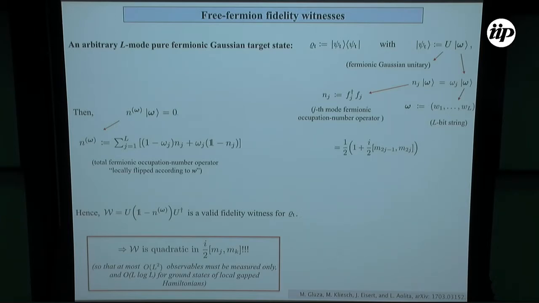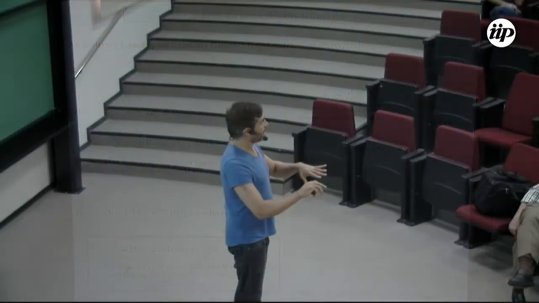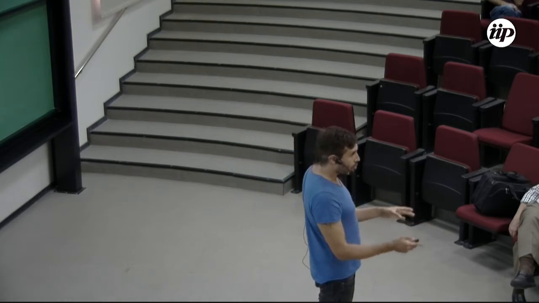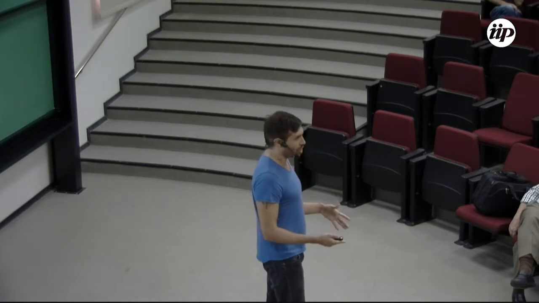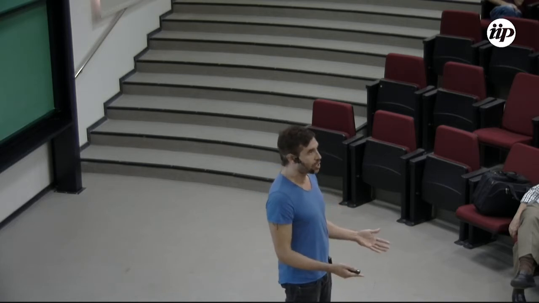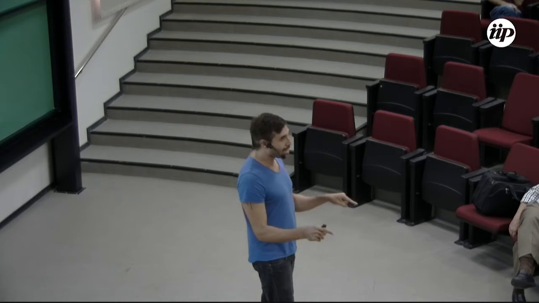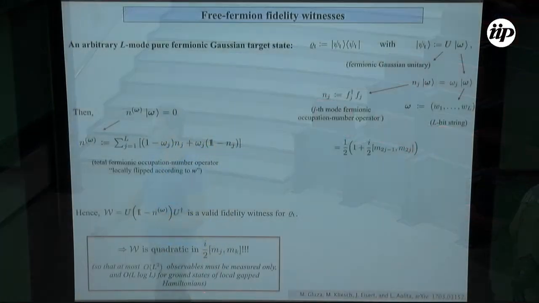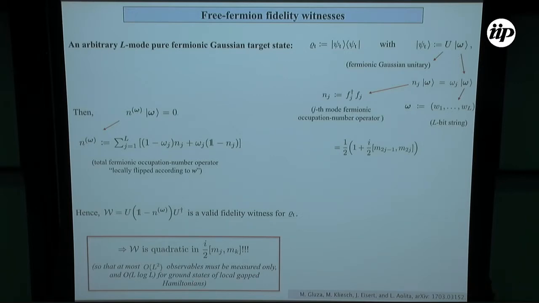So I reset a little bit. We have an experimental preparation that lives in dimension 2 to the L, and we are able to certify it unconditionally, without assuming anything about the preparation, by measuring only at most quadratically many observables. And in fact, in most cases, when we have systems that satisfy an area law, for instance ground states of local gapped Hamiltonians, then it's even fewer than quadratically many. So this is what we call efficient in the computational complexity sense.